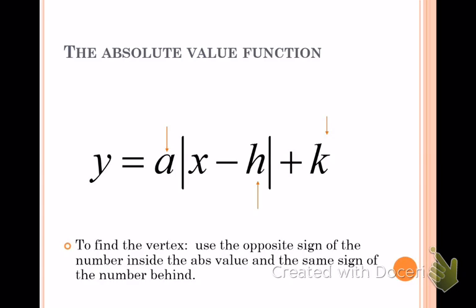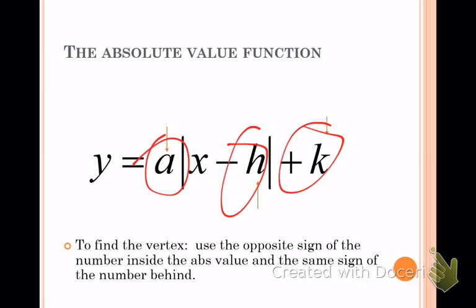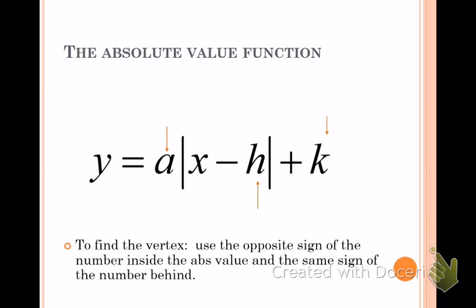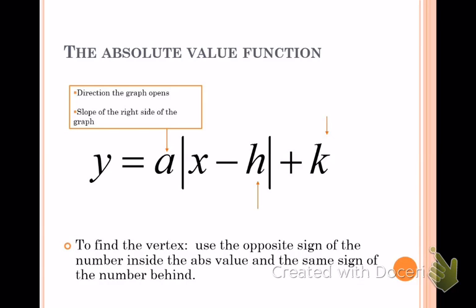So in an absolute value function, you're going to find numbers in different positions of this general form of the function. You're going to find a number here, here, and here, and each of those numbers are going to give us different pieces of information. A is going to tell us whether the V, remember that these guys make V's, opens up or opens down, and it will tell us the slope of the right side of the graph, and the slope will tell us how thin or wide this V opens up. Okay? But it's the slope of the right side of the graph.